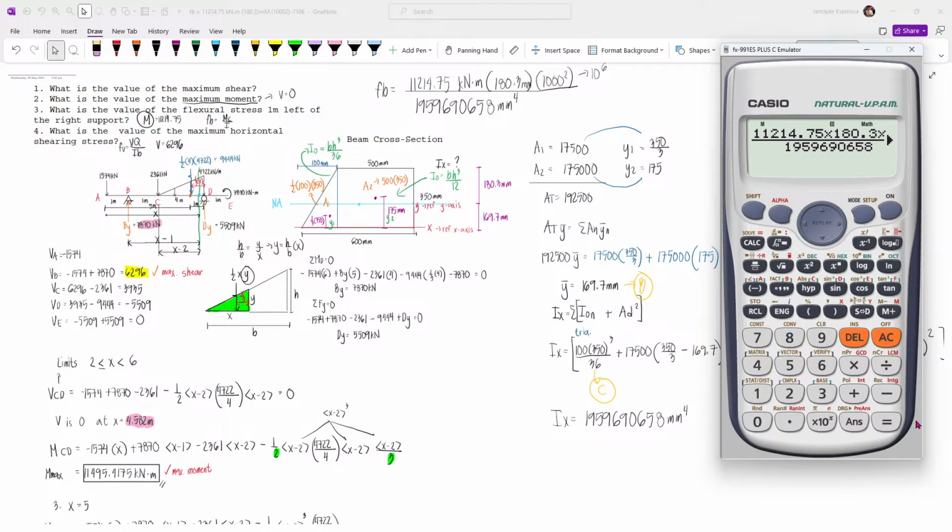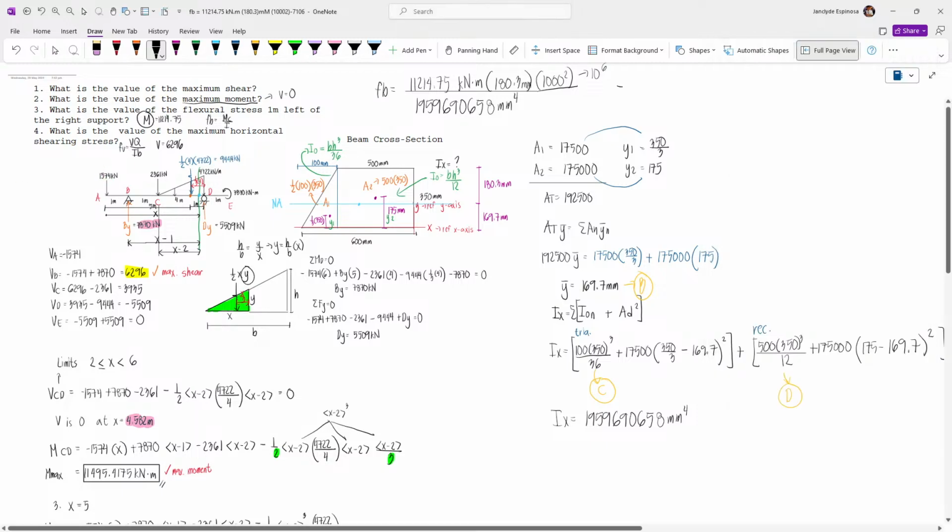1959690658 kana. So dako ang bending stress no, 1031.81. Dako man sa datong loads, nabot mag 1000 ka pinpod. So FB na to 1031.81, and then ang unit MPa.